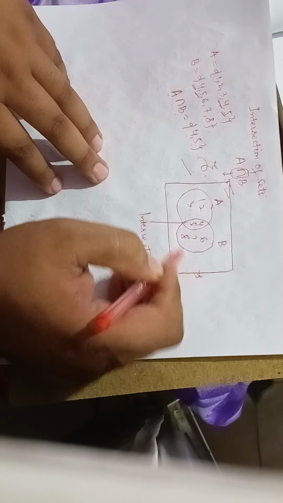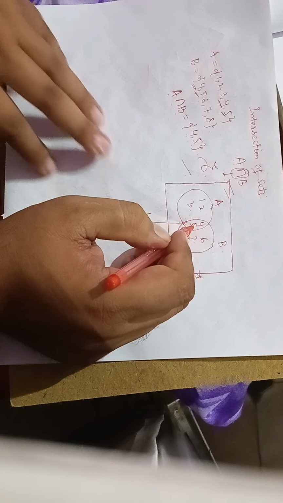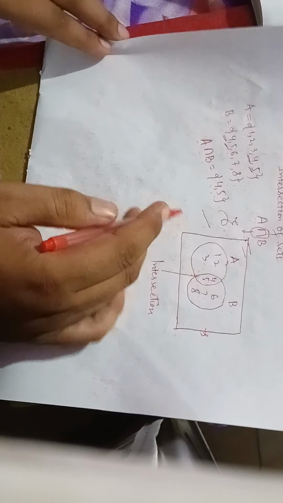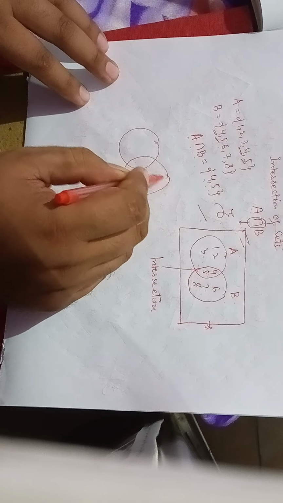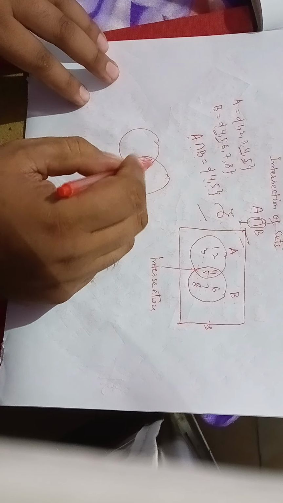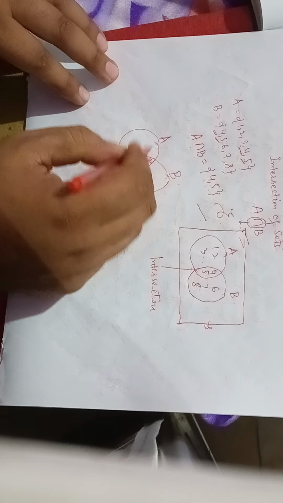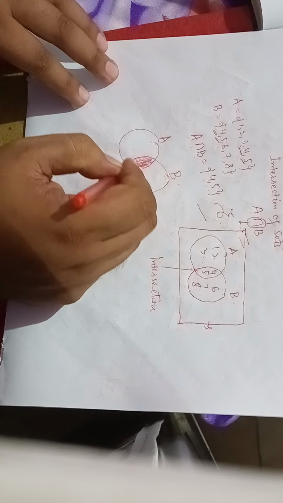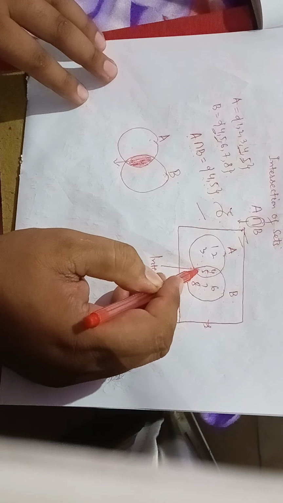This is the Venn diagram to represent the intersection of sets. This portion is actually the intersection. Here we can see, if I draw one circle and then another circle, this part is the intersection. This part belongs to, for example, A, and this is B. This part belongs to A and this part belongs to B. So this is called the intersection. That's why we wrote 4 and 5 here.